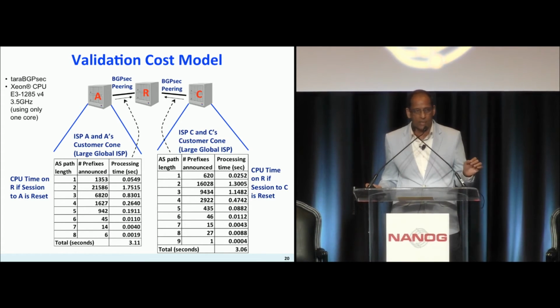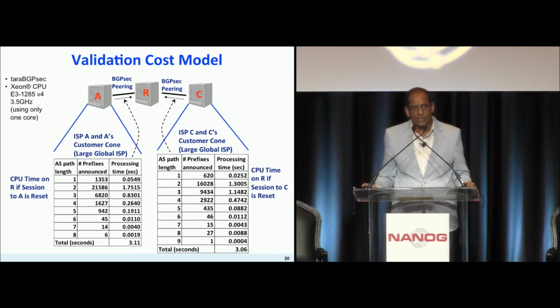The ISP A on the left has 32,000 prefixes that are originated from its customer cone, and the ISP C on the right has about 30,000. All the prefixes are signed. In other words, we are assuming that all the customer ASs participate in BGPsec. The updates are signed at each layer in the customer cone. And as it gets to the top AS, the ISP's own AS, this is the distribution that we have in terms of the path length, what is shown in these tables.